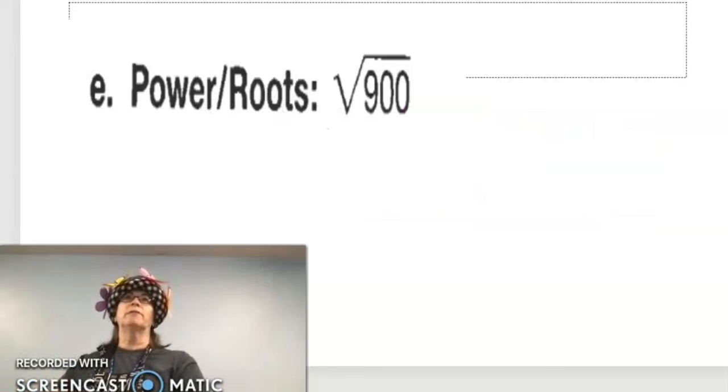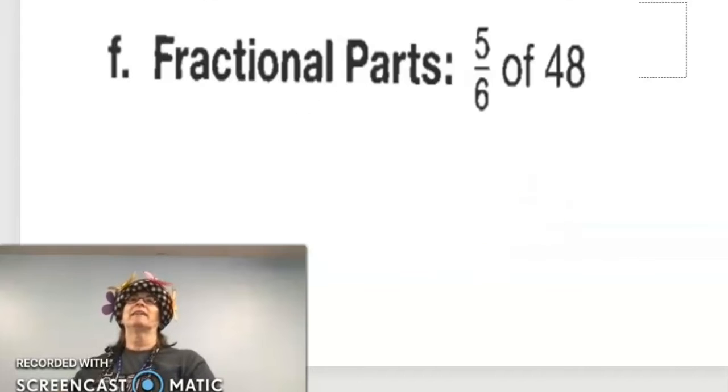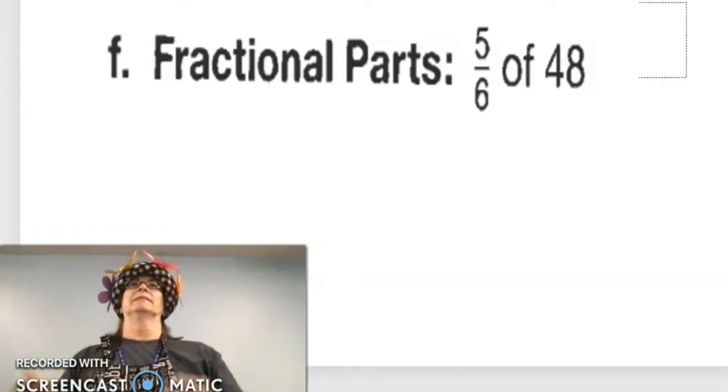Power and root divide. Okay, power roots. Very good. 30 is the answer. Oh, actually, yeah, that's right. Okay. Very good. 30 times 3 is 900.